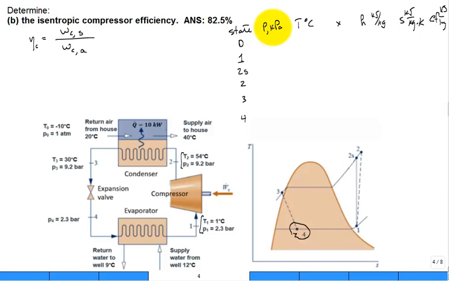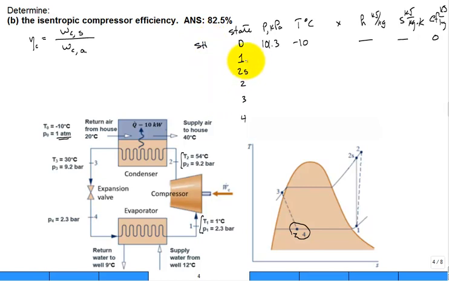So the dead state pressure in kilopascal would be 101.3. If we look right here, it is given to be 1 atm, so that would be the right dead state. And the dead state temperature is negative 10 degrees C. You can go ahead and get the enthalpy and the entropy, and the flow exergy is going to be 0 at the dead state. Then, a little note, this is superheated vapor.